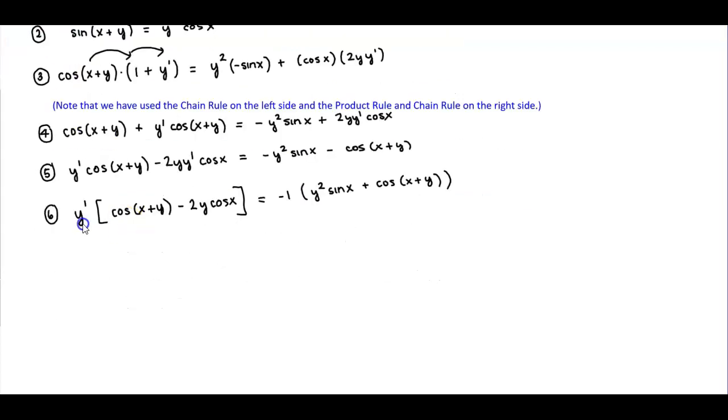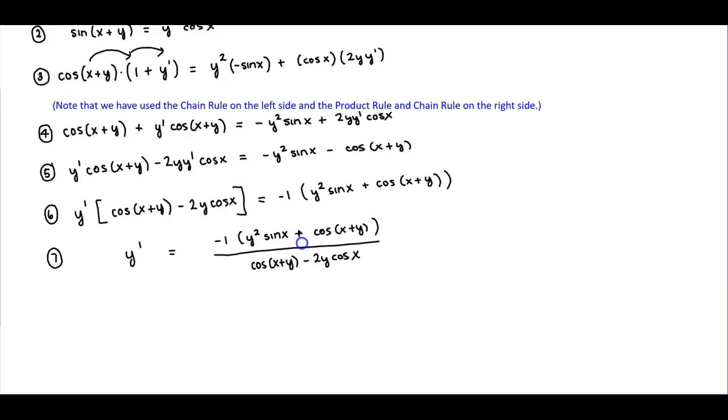Okay, and now by solving for y prime, we're going to divide both sides by the cosine of x plus y minus 2y times the cosine of x. So in order to get y prime on its own, we have negative 1 in the numerator times y squared times the sine of x plus the cosine of x plus y, divided by the cosine of x plus y minus 2y times the cosine of x.